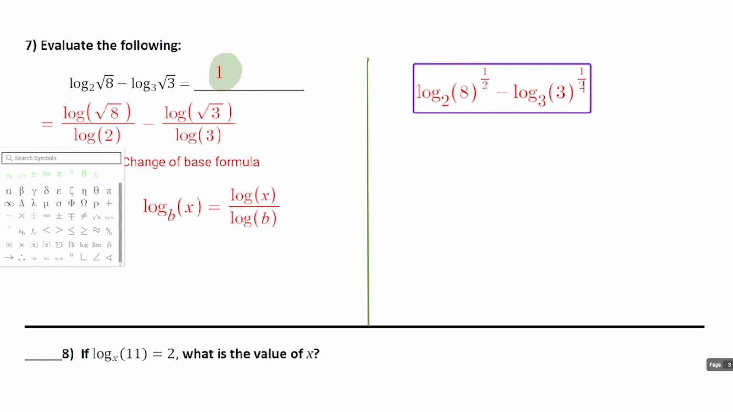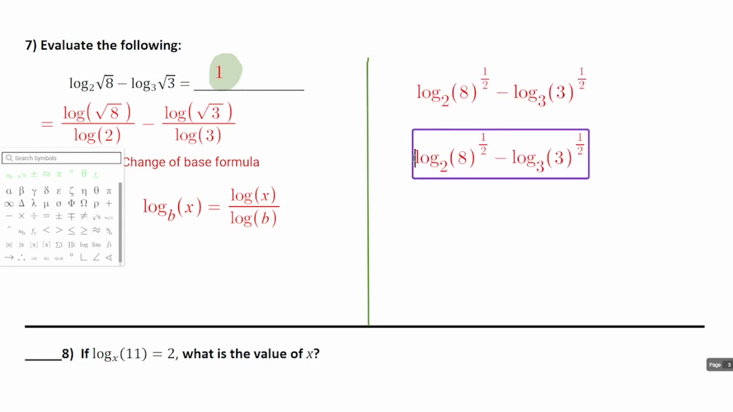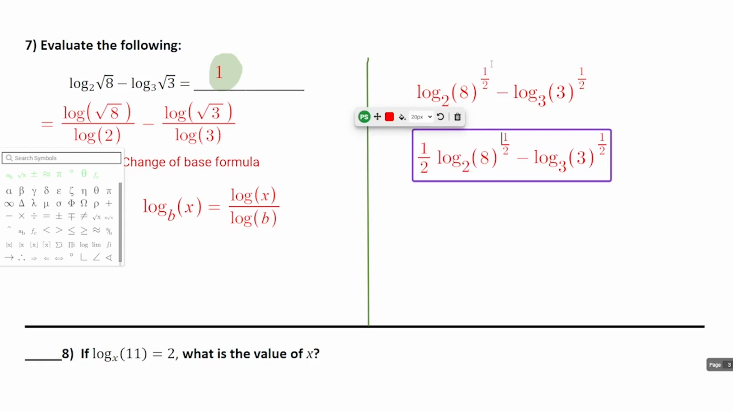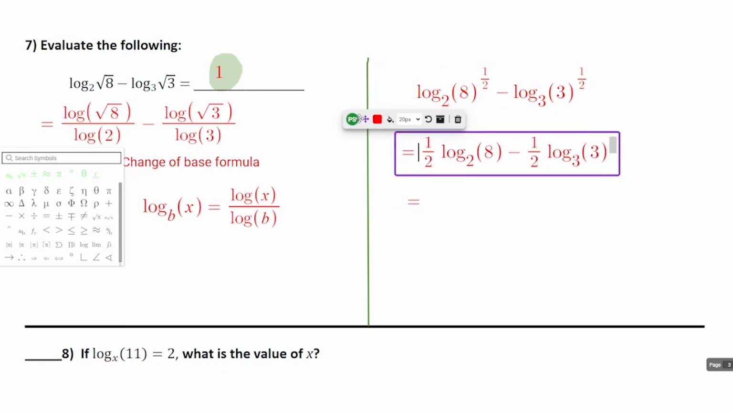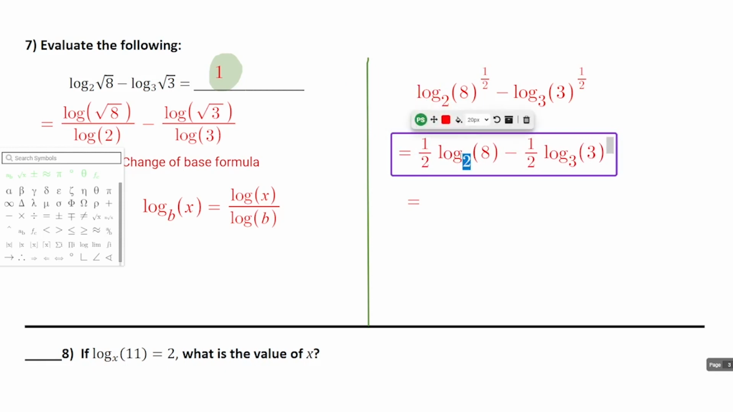Now using our power property, we can bring this exponent down to be a coefficient of each log. So I'm going to go ahead and do that and say that this is going to be 1/2 times log base 2 of 8, minus 1/2 times log base 3 of 3. Now I'm going to evaluate these two logarithms. When you evaluate a logarithm, the question you should be asking yourself, like in this first case, is what power do I need to raise 2 to get 8? In other words, 2 to what power is 8?